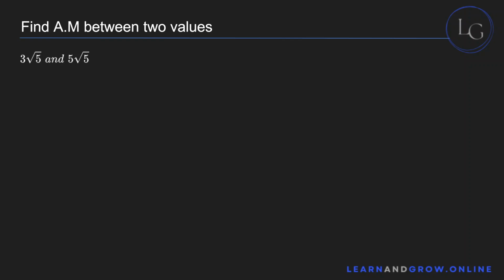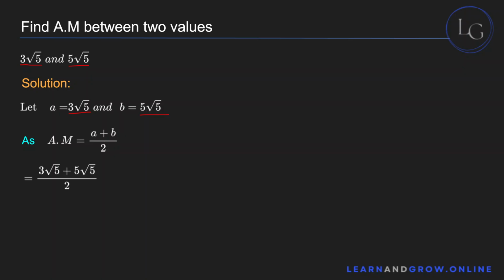Now, let's find the arithmetic mean between two values. So we have 3 into under root 5 and 5 into under root 5. We have to find the arithmetic mean between these two values. So we let a be equal to 3 into under root 5 and b is equal to 5 into under root 5. We remember this formula, that the arithmetic mean is equal to a plus b over 2. We'll simply put in the values of a and b, and when you do that, this is what you get. So the arithmetic mean between 3 into under root 5 and 5 into under root 5 is 4 into under root 5.